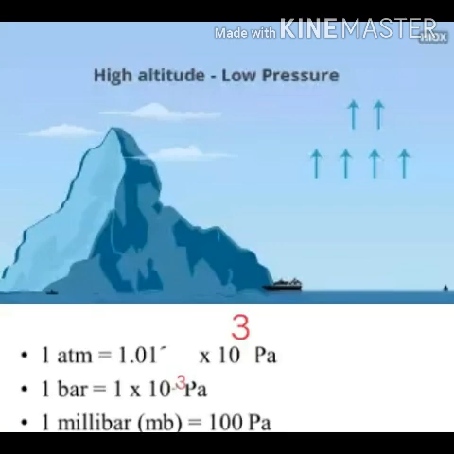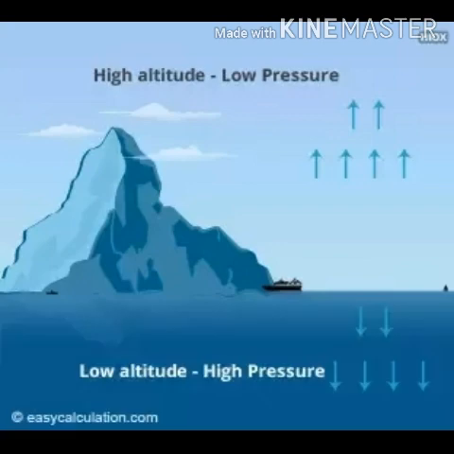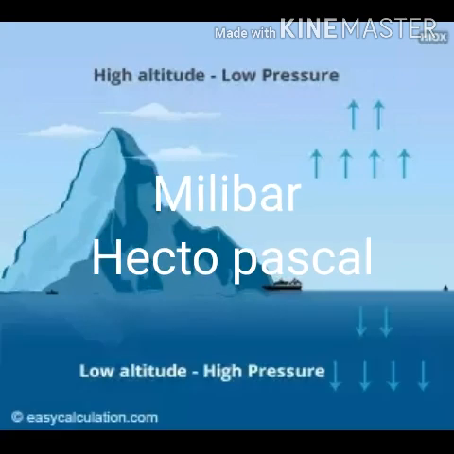1 atmosphere is equal to 101 into 10 raised to 3 Pascal, which is equal to 1 bar, and 1 bar is equal to 10 raised to 3 millibar. 1 millibar is equal to 100 hectopascal. Here millibar and hectopascal are the unit of atmospheric pressure.